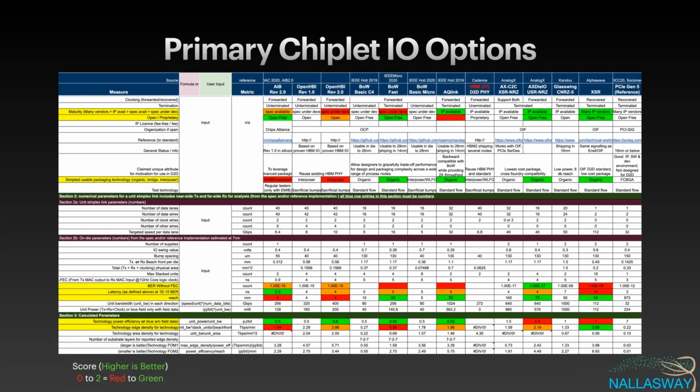And so when I score, higher is better, 0 is red and 2 is green. Interestingly, the ultra short reach NRZ from AnalogX seems to be the winner, just adding up the numbers, and I've got no scaling. So again, take this with a pinch of salt, but I did this analysis and I picked this interface as giving us the best balance of power, speed, density, etc. So happy to debate this. And because the USR-NRZ wins, I'm just going to use the terabits per second per millimeter as my point for going forward.